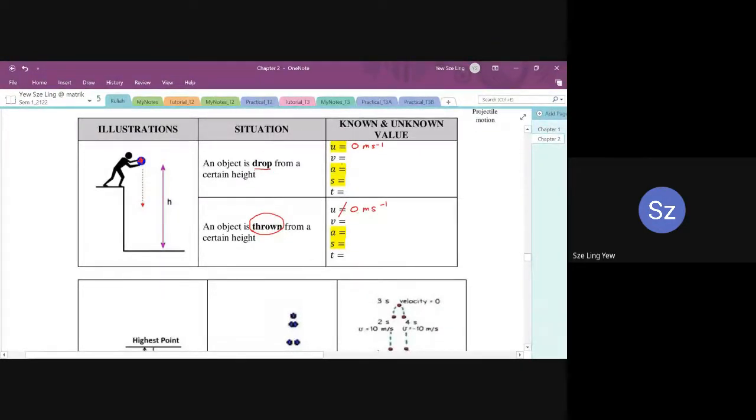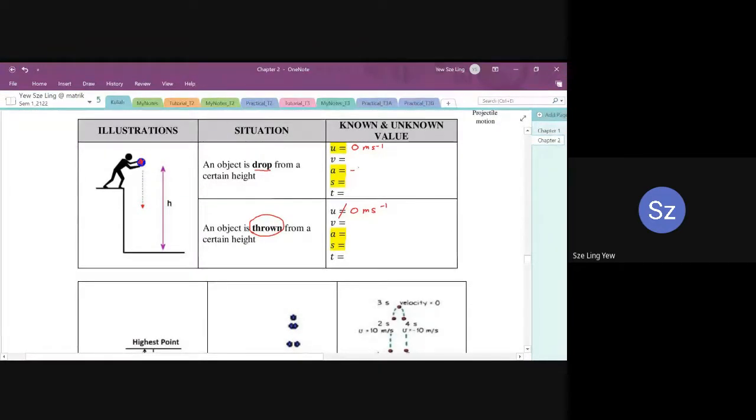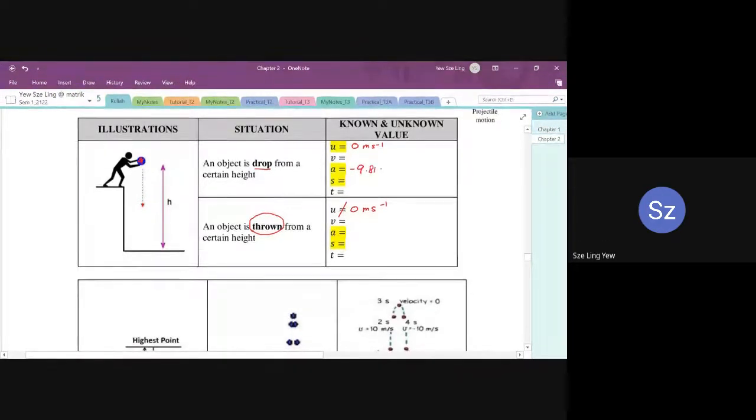Okay, drop equals to 0, thrown initial velocity is not equals to 0. Now, how about acceleration? Well, just now I told you, the moment an object leaves your hands and there's no other external force acting on the object, then the object is being considered as free fall. So in this case, we can always say a equals to negative 9.81 m s^-2.